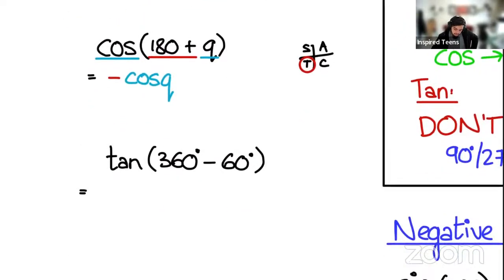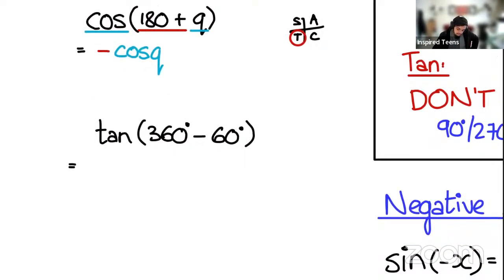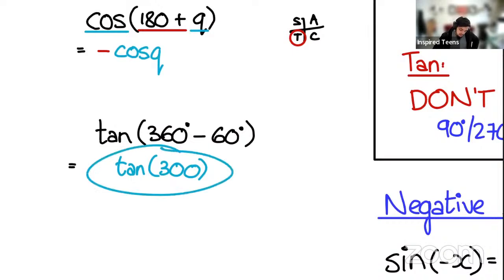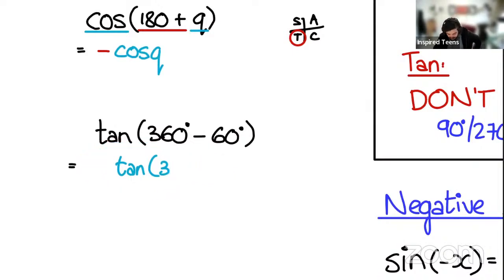Let's look at this one. Tangent of 360 minus 60. Now, you might think you should just simplify and get tangent 300, because 360 minus 60 is 300. However, if you couldn't use a calculator for certain questions, we don't know the value of tangent 300. So we opt to reduce.